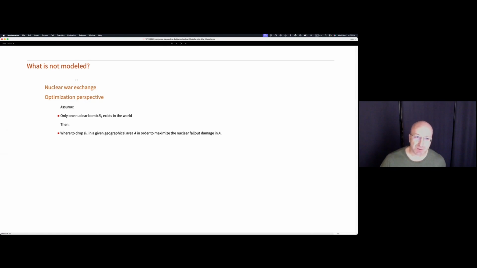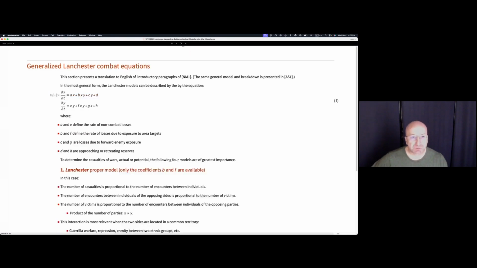And you might have a certain calibration optimization process which uses a finite element simulation for the actual fallout, how it spreads out, etc. We're not doing this here. So these are the generalized Lanchester combat equations.